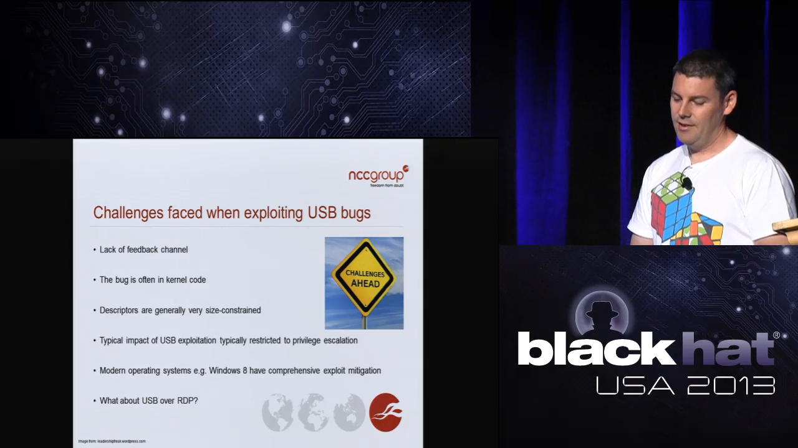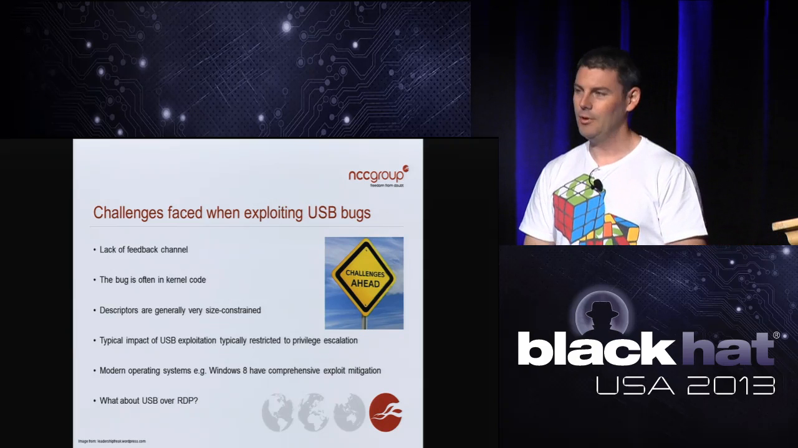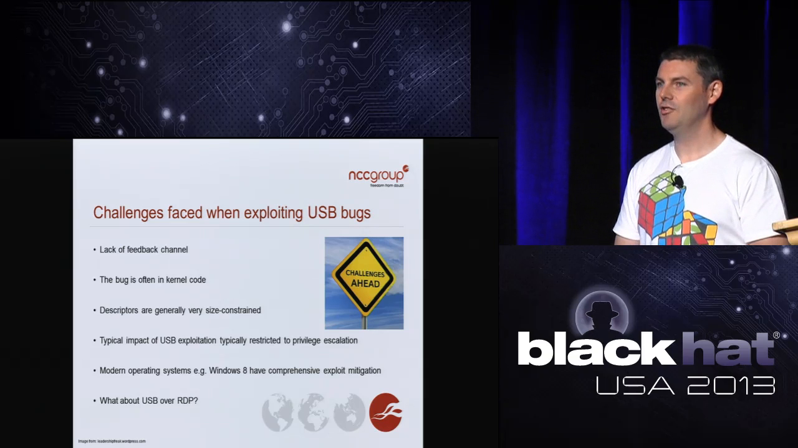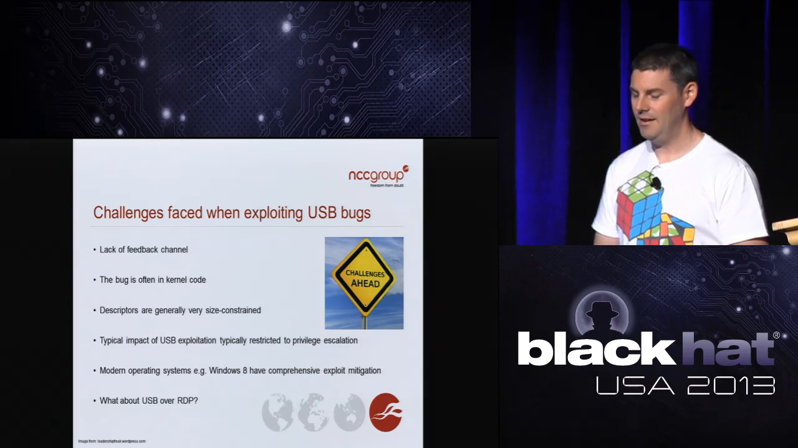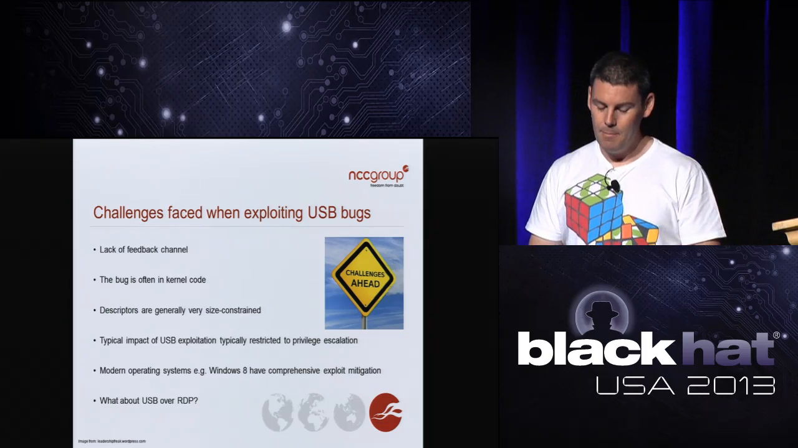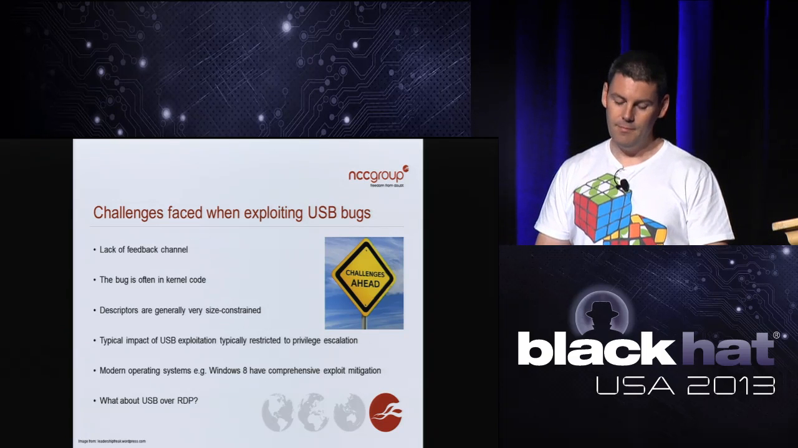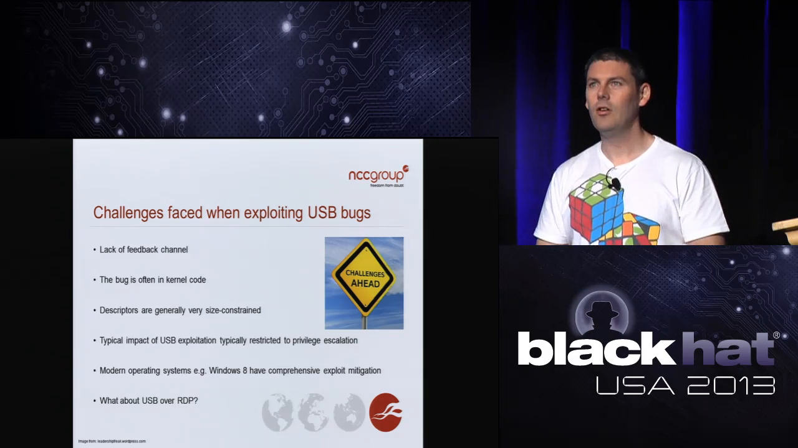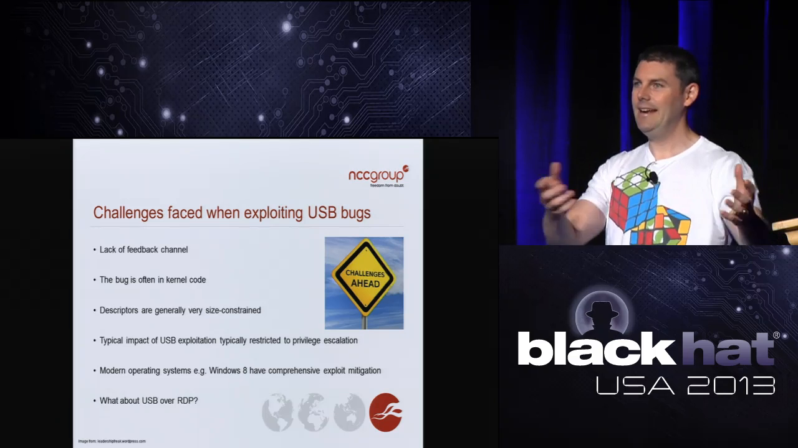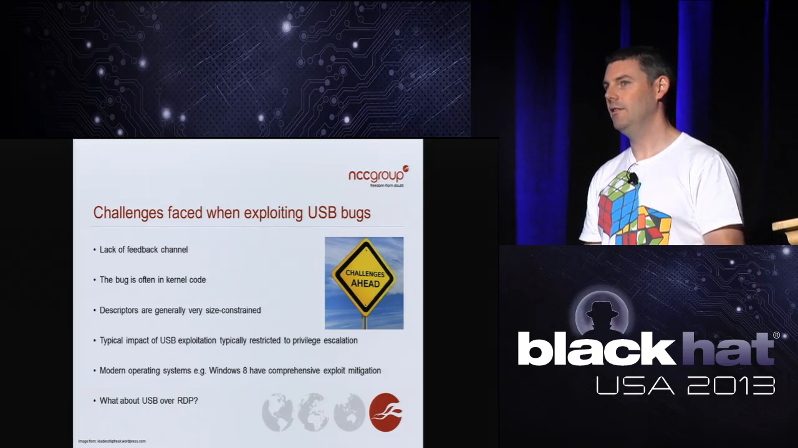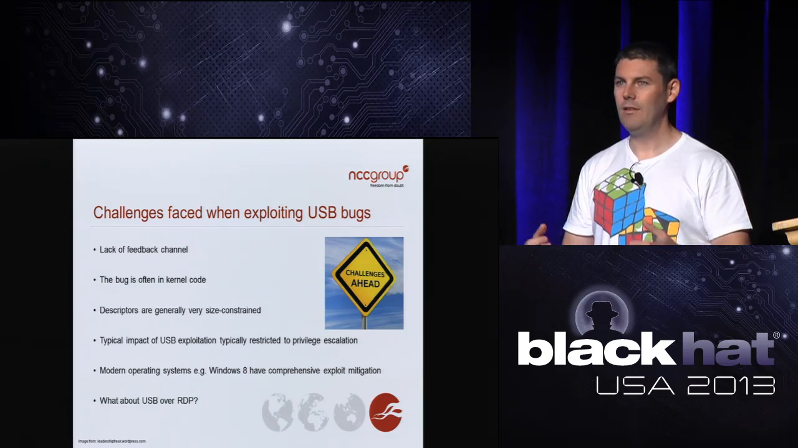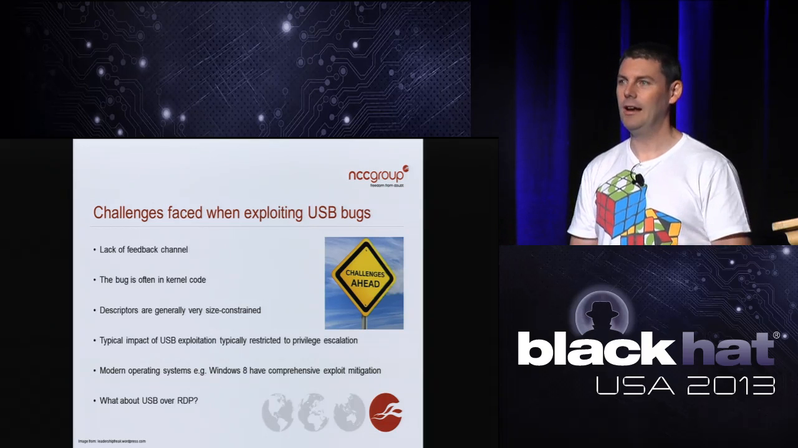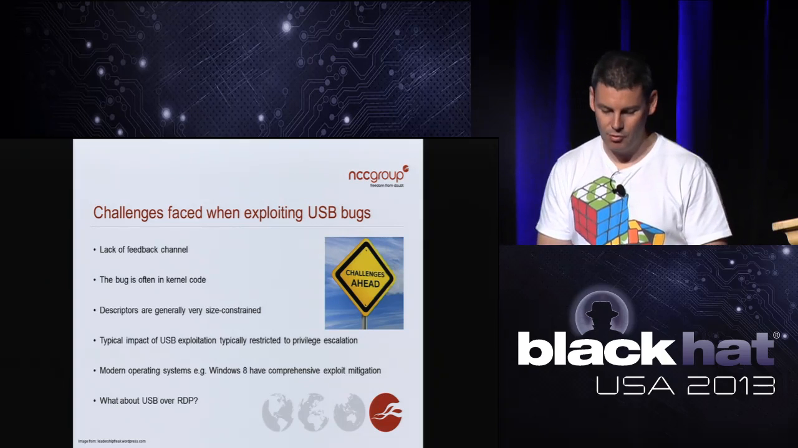So, challenges that are faced when exploiting USB bugs. Well, apart from the exploit mitigation strategies that are employed by the OS vendor of the host, you've got a very restricted feedback channel. So it's not like you can trigger a bug and then get any information at all back via USB that will give you information about addresses or useful information that might allow you to exploit any kind of memory corruption type vulnerabilities.